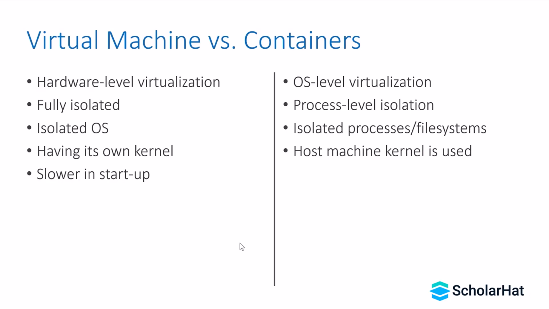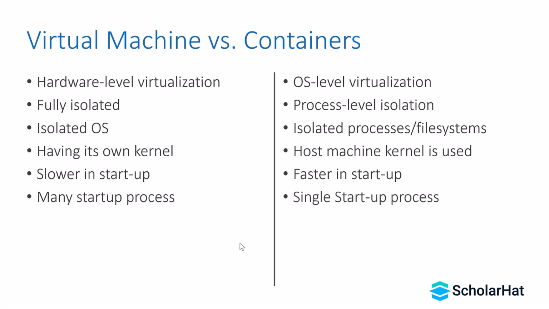Virtual machines are slower in startup. When you start a virtual machine, everything has to be loaded, so obviously it takes time. But when you start a process, it starts faster because the machine is already running; you just need to start the process. That's why containers are faster in startup. In a virtual machine there are many startup processes, since a complete operating system is booting. But in containers there is a single startup process, so it is faster.